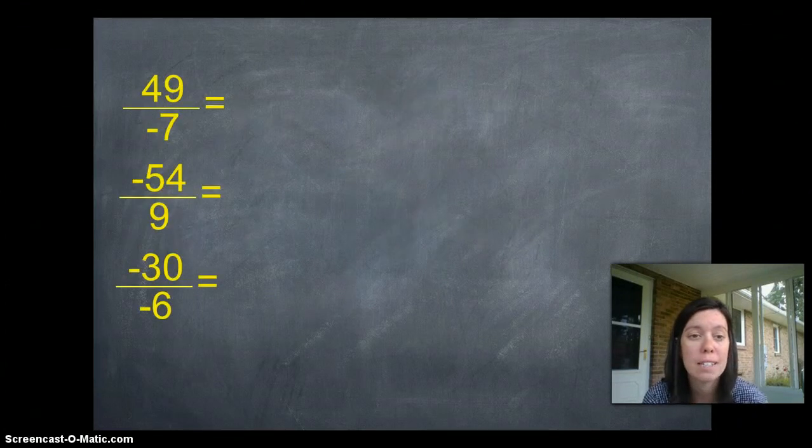I'll do a little practice. 49 over negative 7. That's the same as 49 divided by negative 7. That gives you negative 7. Negative 54 over positive 9 is negative 6. Negative 30 over negative 6, those are 2 negatives. So your answer will be positive, positive 5.